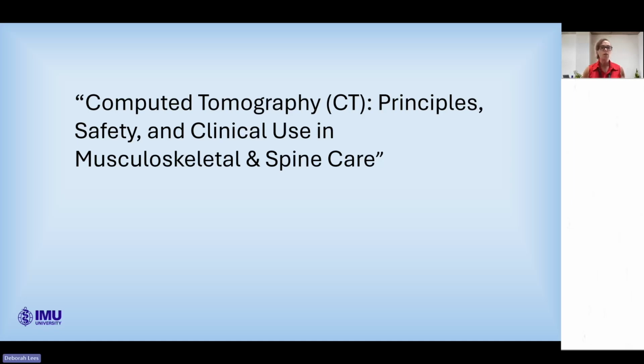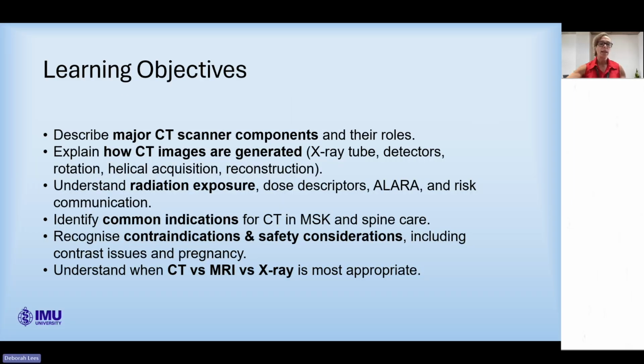All right, so part of the lecture today, we want to look at the CT scanner components and their roles. We want to look at how the images are generated, understand a little bit about radiation exposure and the as low as reasonably achievable principle. We want to look at some indications for CT, look at contraindications and safety considerations, and then also look at CT versus MRI versus X-ray.